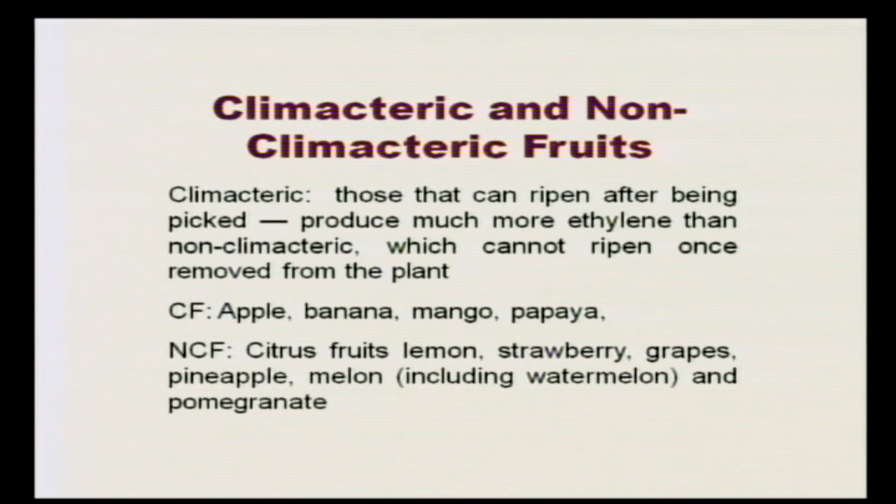Based on this classification, we classify the fruits into two groups, that is climacteric fruits and non-climacteric fruits. What are the climacteric fruits? Probably you know already. These are fruits that can be ripened after being picked. They produce much more ethylene than non-climacteric fruits. Non-climacteric fruits cannot be ripened once they are removed from the plant. Climacteric examples are apple, banana, mango and papaya. These fruits can be ripened later also. Non-climacteric fruits, once harvested, cannot be ripened, like citrus fruit, lemon, strawberry, grapes and pomegranate.